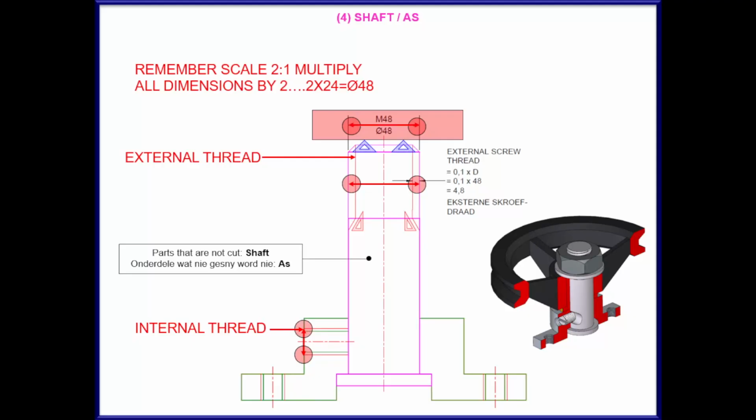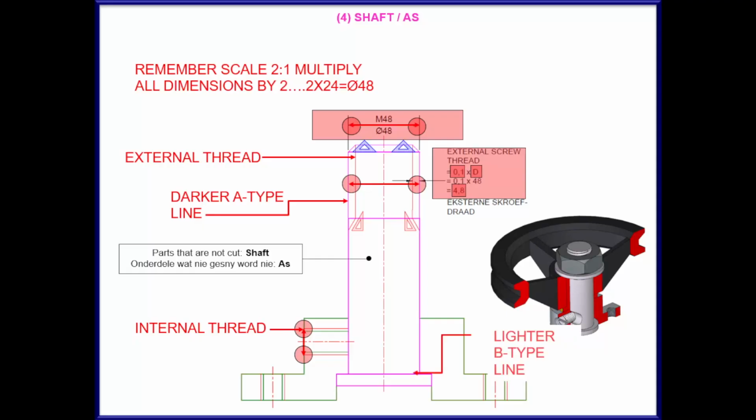In order for us to calculate the depth of the thread for the M48 bolt, we need to use the formula of 0,1 times the diameter, which is 48, so 0,1 times 48, which gives me 4,8 millimeters. Remember, our outside of the shaft is a darker A-type line, and when we want to draw the lighter B-type line, we need to bring it in from the right 4,8 millimeters and from the left 4,8 millimeters.